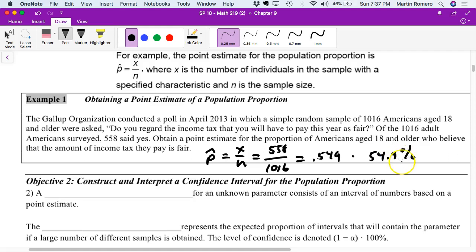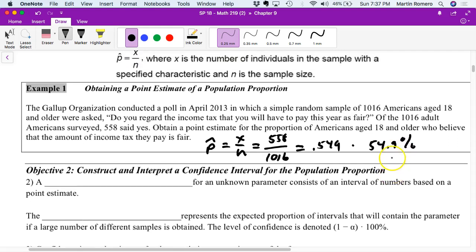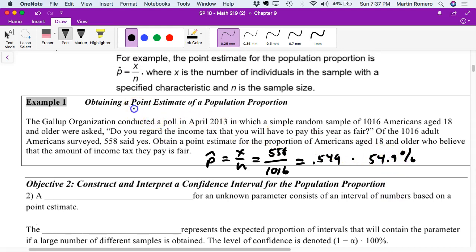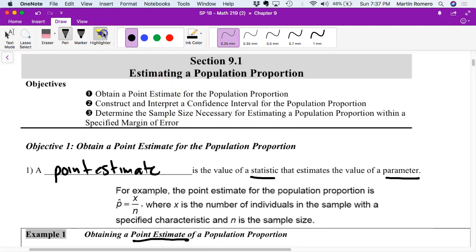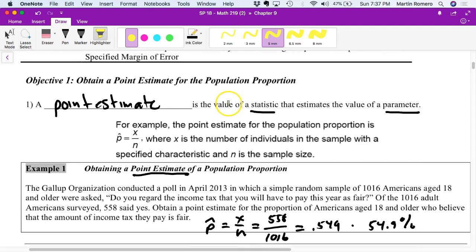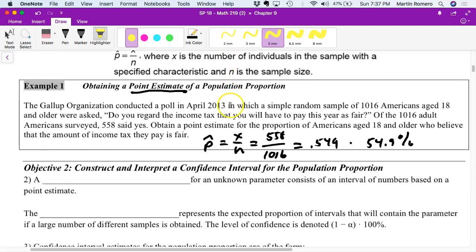Since this is a sample though, this is not exactly going to be the answer for the proportion for the population. It's just an estimate. And that's why we call this a point estimate. In statistics though, we prefer some level of confidence that we know our estimates are correct. In order to do that, what we do is construct something called a confidence interval, an interval estimate. So if I said, guess my age, and instead of giving me a single number, you give me between 40 and 60, you'd be giving me an interval estimate. And so that's what we're talking about on here.